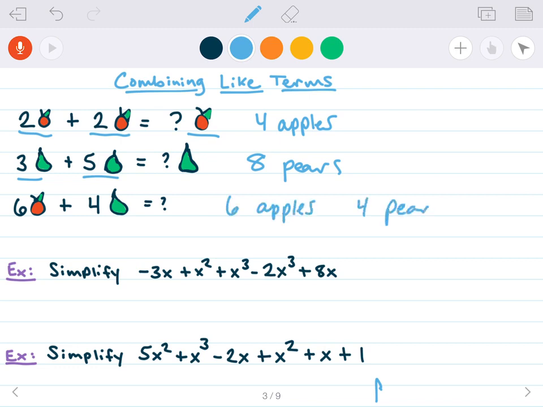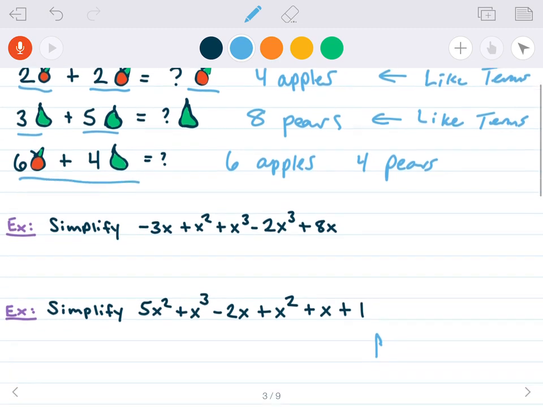And that's how combining like terms works. So the apples and the pears example represents like terms. You can think about apples as like x, and you can think about the pears as like x squared. So in the first example, we have 2x plus 2x equals 4x. Okay. The next one, we have 3y plus 5y equals 8y. Okay. So we have like terms in this case, but in this last line, 6 apples plus 4 pears, we don't have like terms, so we can't combine them by adding.